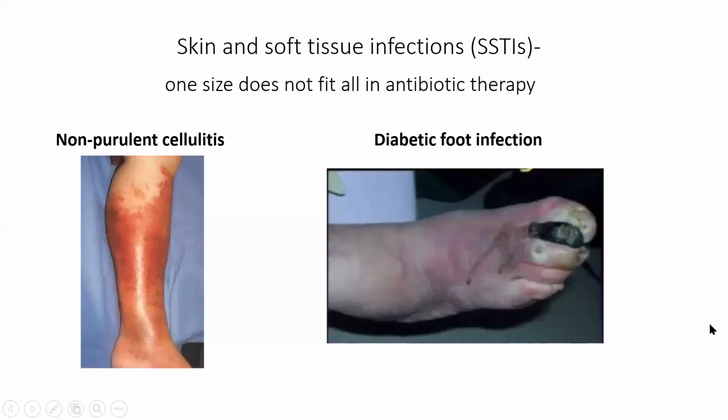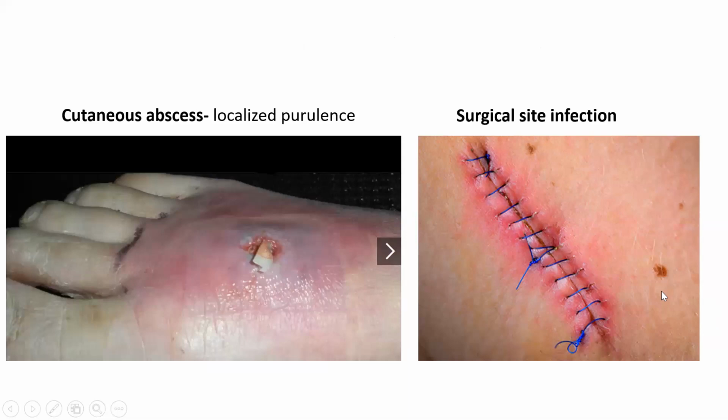These are some examples of skin and soft tissue infections. On the left side, we can see what we call non-purulent cellulitis, a red rash going up the leg. There's no pus, and so we call it non-purulent cellulitis. On the right, we can see a typical severe diabetic foot infection with gangrene, swelling, and drainage. Next, a cutaneous abscess. There's a drain in this one, and there's localized purulence coming out. And then we have a surgical site infection. Maybe a week after the patient undergoes surgery, he comes with a red, tender surgical site.